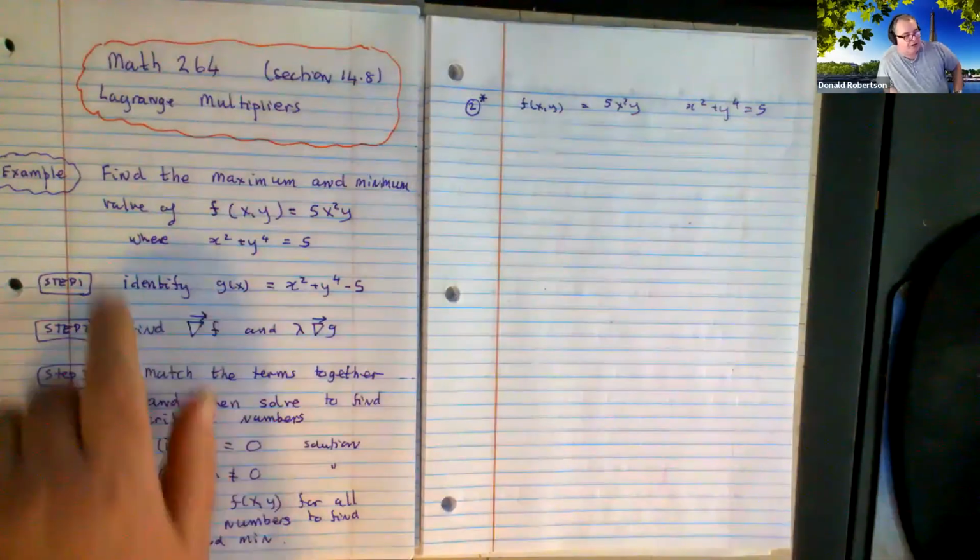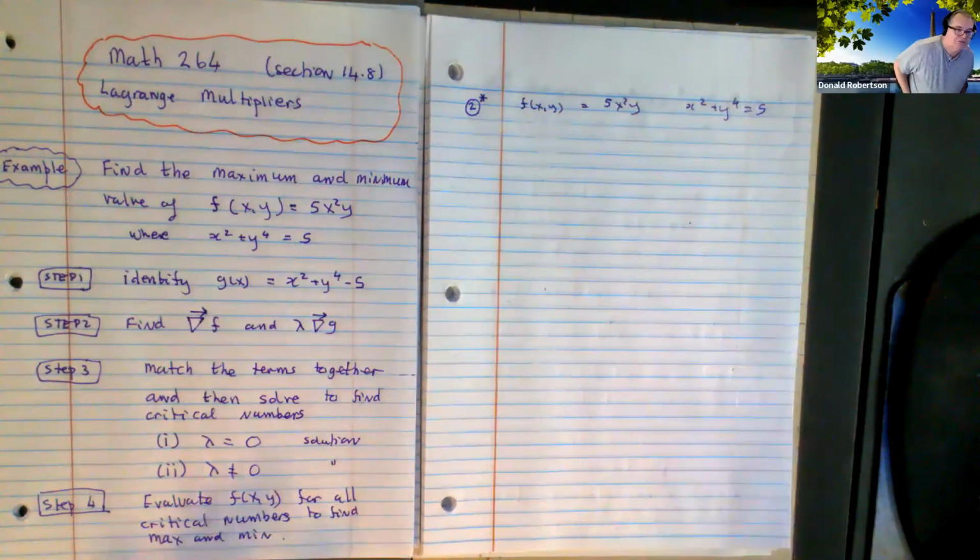Got a little cryptic list here. It's not in any great detail, but it's kind of how you should go through the process of finding max and mins using the Lagrange multiplier technique.